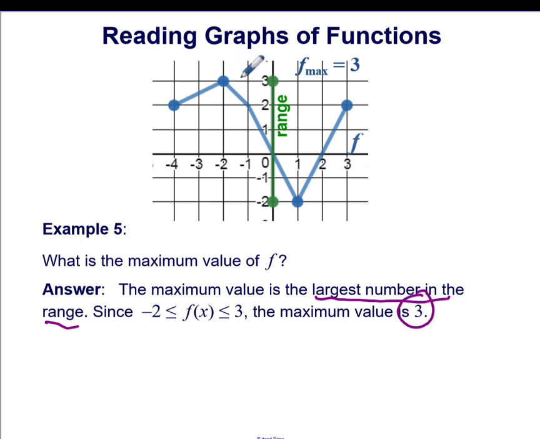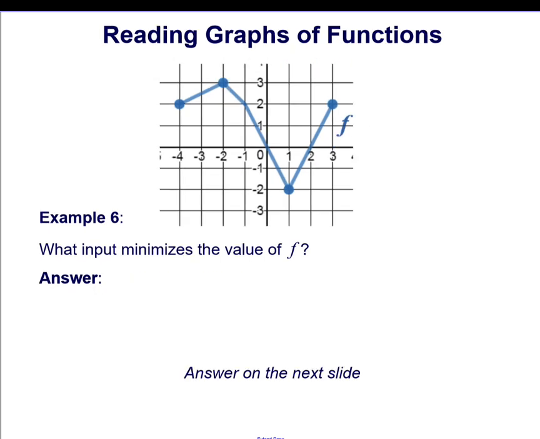If you think of this using geographical terms, mountains and valleys, the maximum value would be the peak of the highest mountain, which is right here at y equals 3. Notice the notation. We also say f of max. Using our function notation, we say f is the function using the subscript max, and then we tell the actual value is 3. Example number 6 asks the question, what input minimizes the value of f?